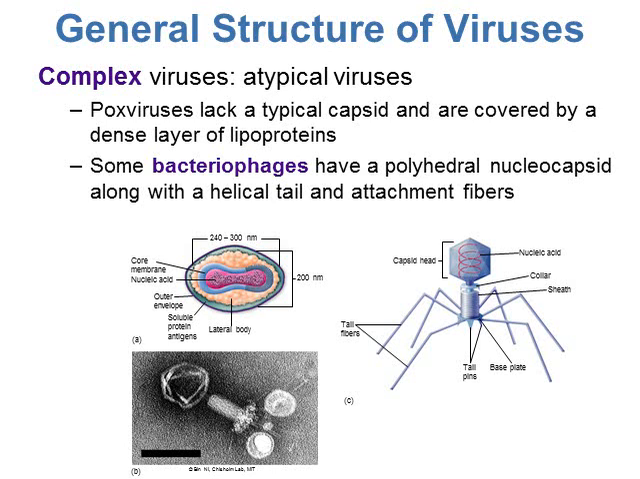So you have a capsid head, it's polyhedral. Inside of it you have nucleic acid. It has a helical tail, and then there's tail fibers that help the bacteria attach.